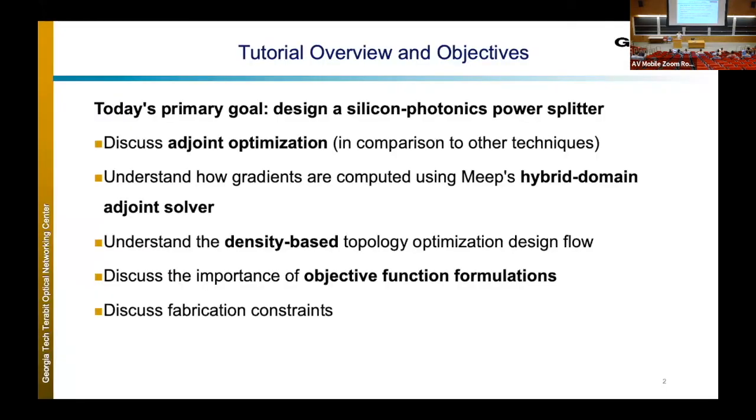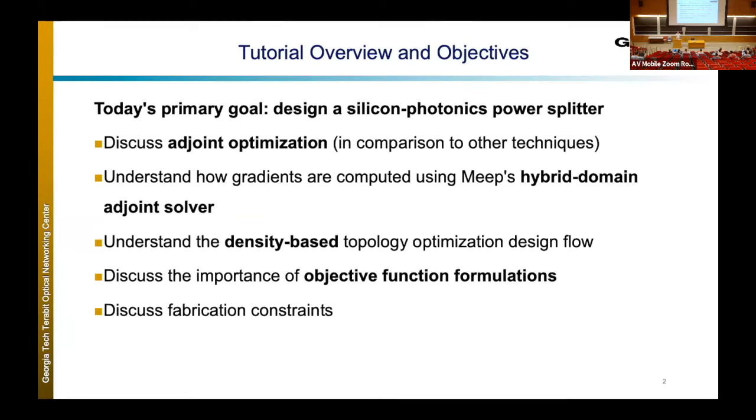Okay, so let's talk about what we want to accomplish for the next hour and 15 minutes. The primary goal, as the name suggests, is to design a silicon photonics power splitter. In order to do that, we want to talk about some of the nuances with adjoint optimization, and we'll put this in the context of some of the other packages that are out there, just so that we can highlight some of the cool features that Meep has.